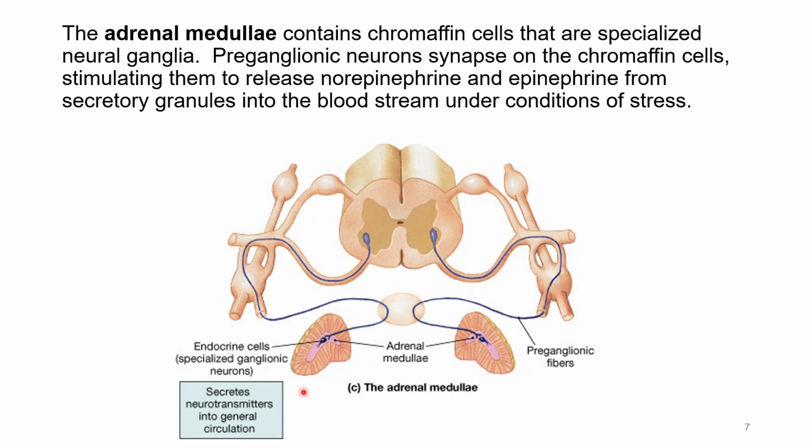So when the fight or flight response gets activated, an action potential is going to run down that preganglionic neuron, and it bypasses the synapse with the spinal ganglia, and the axon continues all the way down to these chromaffin cells in the adrenal gland. Then it releases acetylcholine onto these endocrine cells, and these cells then secrete epinephrine and norepinephrine directly into the circulation.